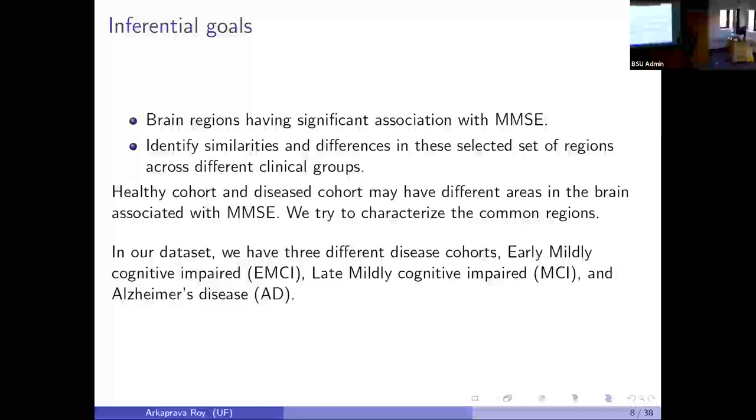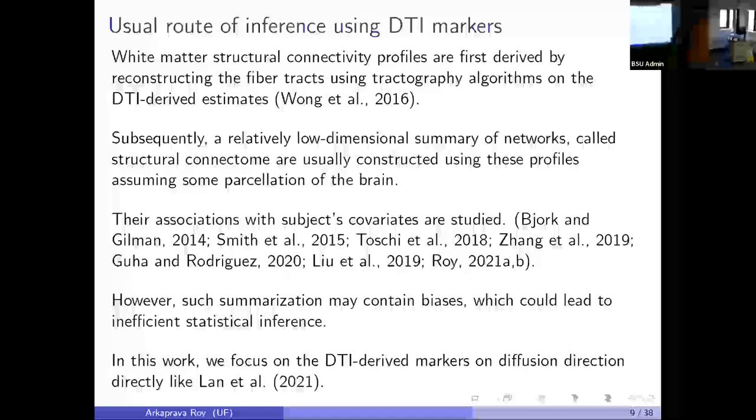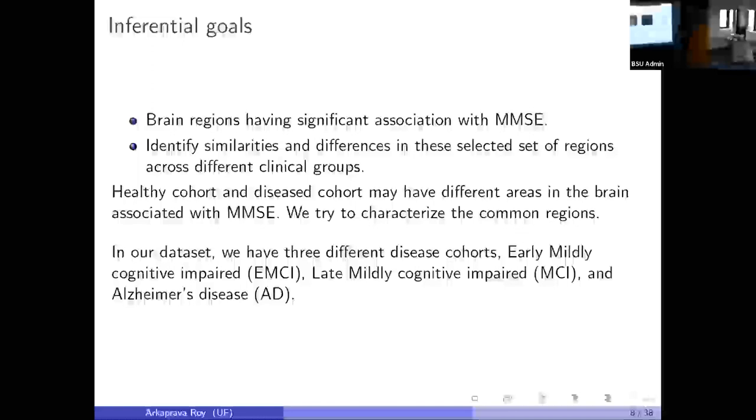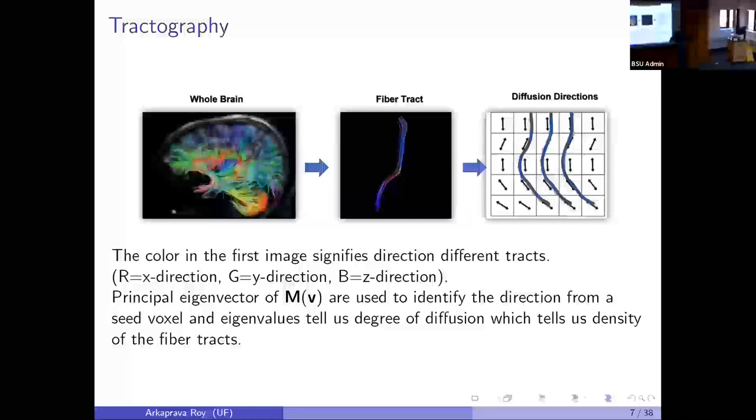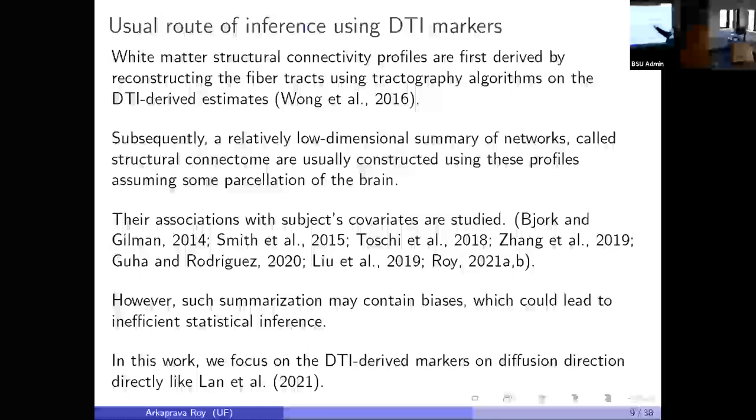So in a usual route of inference, what has been done so far with this type of data is that first you get this tractography result, then you parcellate the brain into different parts and calculate the number of fibers that connect different regions. That gives you low dimensional summary networks, like connectome matrices. So for each subject we get these connectome matrices, and that has been used as a predictor for the MMSE.